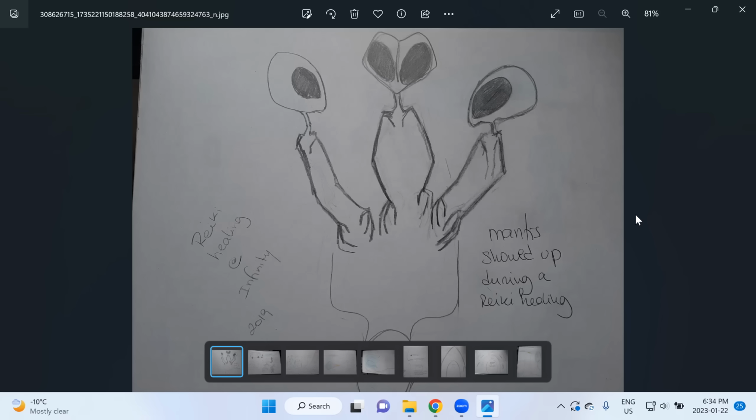And these guys are quite keen on the Reiki energy. So are the Sasquatch. The Sasquatch love it. They just come through all the time.